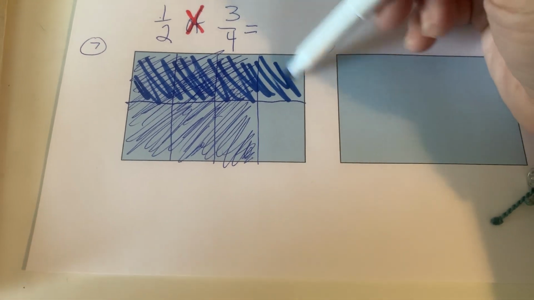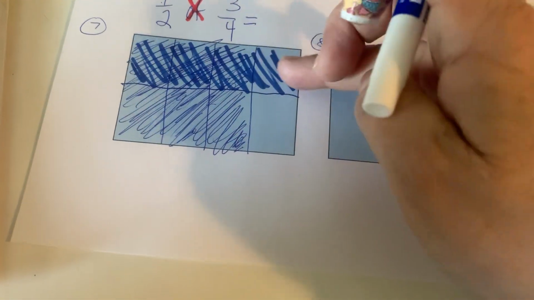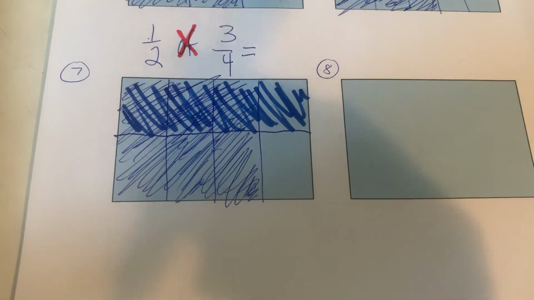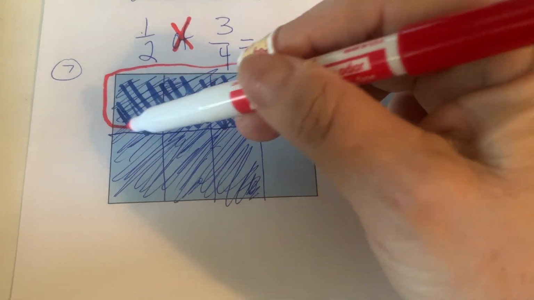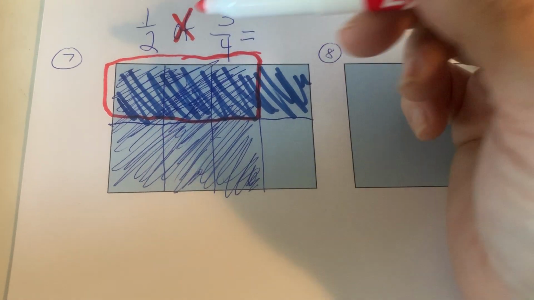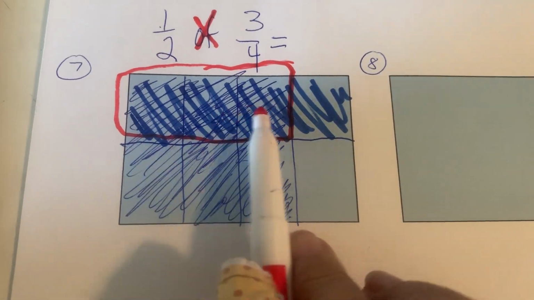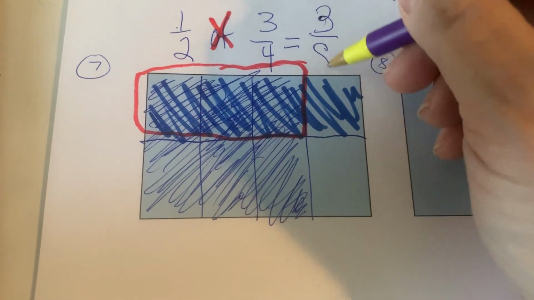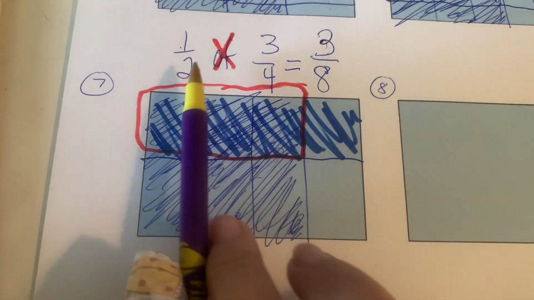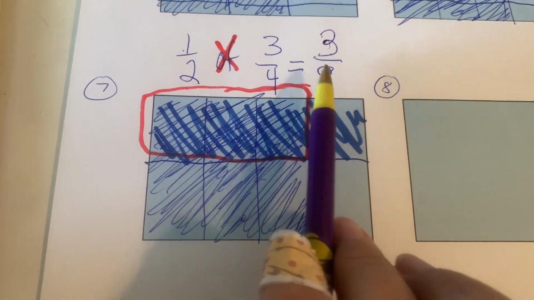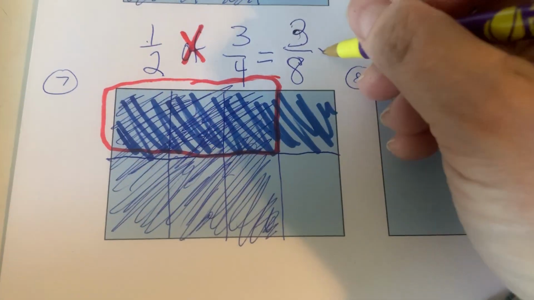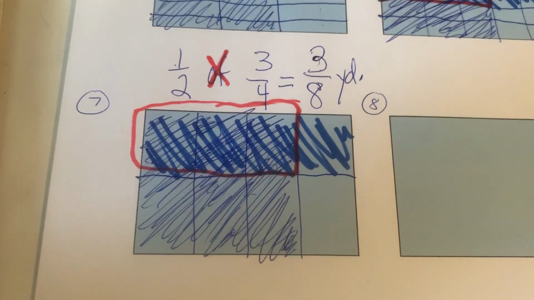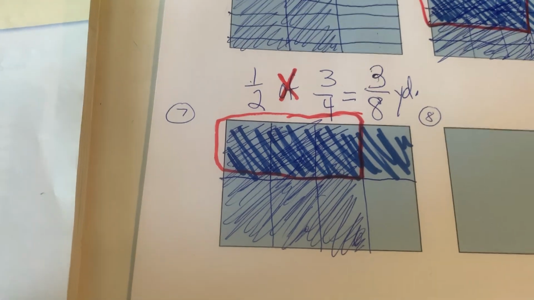Here we go, the whole entire, because I have 2 rows, and I'm shading in one of those. And then I'm going to look for all the parts that have shaded both times. And there they are. There are 3 of them. And there are 3 out of 8. So 1/2 of 3/4 is 3/8. So she would need 3/8 of a yard.